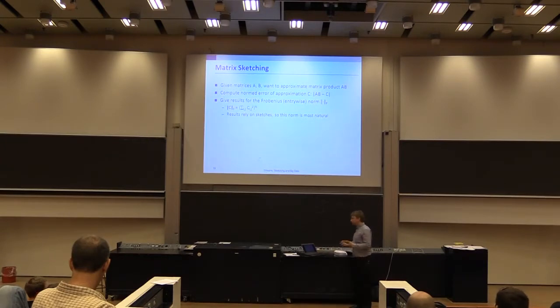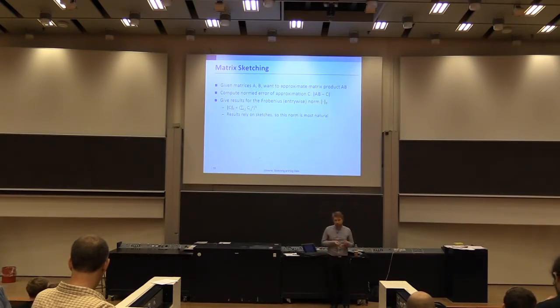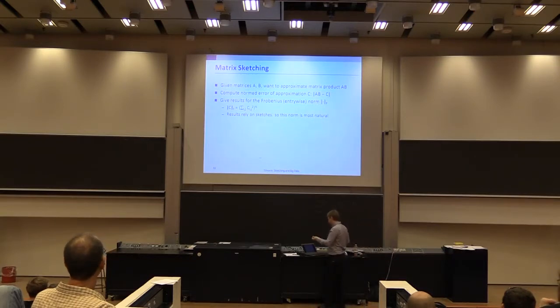And I could try and do this over a variety of different matrix norms. And for convenience, and because it fits most naturally with the kind of techniques we've developed so far, we'll use the Frobenius norm. The Frobenius norm of a matrix is just: sum up the squares of the entries and take the square root of that sum. So it's the natural generalization of the Euclidean norm, or an entry-wise norm, to a matrix.